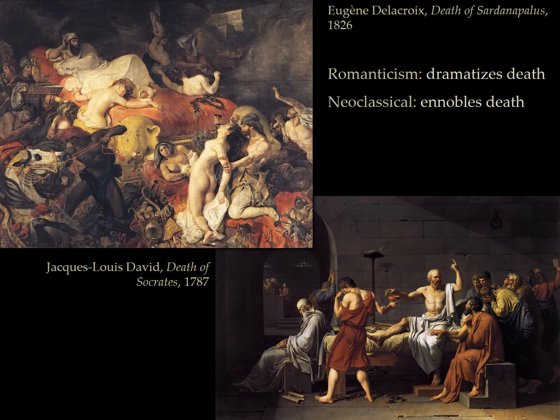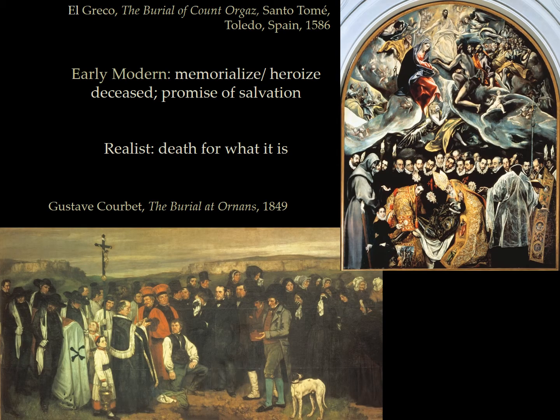Therefore, if we look to Romanticism and Neoclassicism, equally condemned by Baudelaire, we can see that Romanticism would dramatize death, as in the death of Sardanapalus, whereas the Neoclassical painters would ennoble death, right? So both of these are academic in how they approach something that is certainly not noble. So here, in the early modern era, another way to understand it is that you would memorialize or heroize the deceased, promising us some salvation, something that happened in the hereafter.